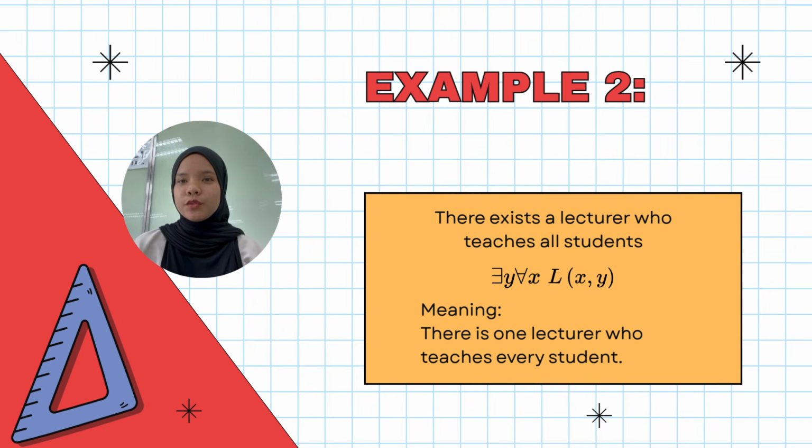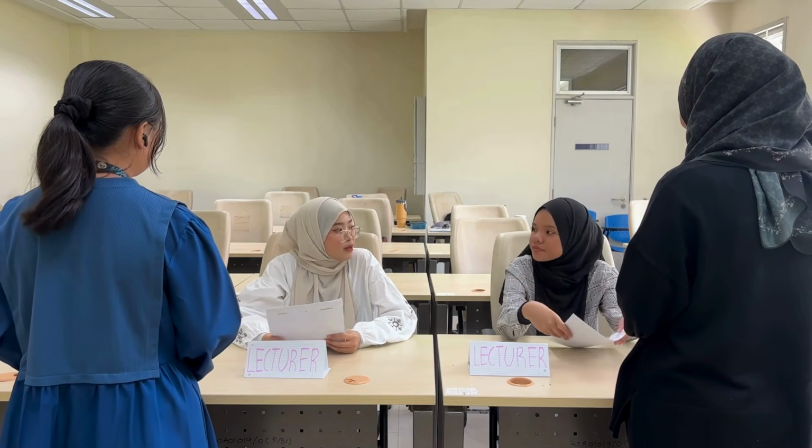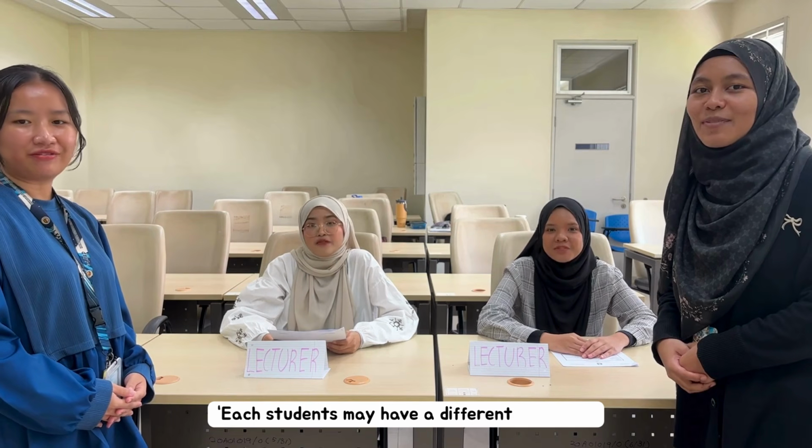We are going to continue with the second example. In this example, the statement will begin with an existential quantifier followed by a universal quantifier. There exists a lecturer who teaches all students. There exists y for all x such that L(x,y). It means there is one lecturer who teaches every student. Each student may have a different lecturer.